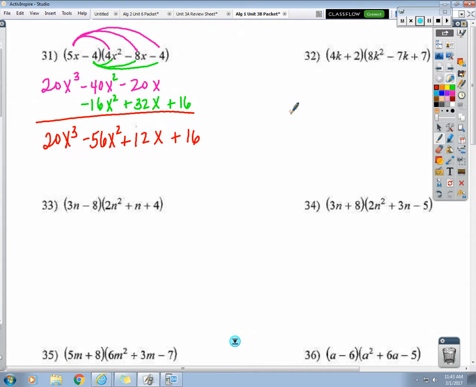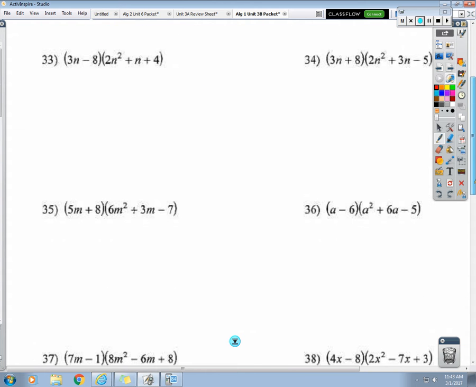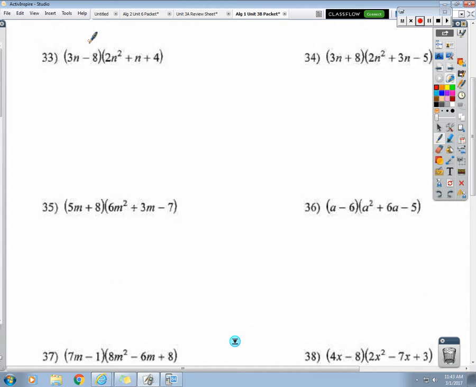Okay, are y'all done copying? Okay, let's try the next one, number 33. Okay, for number 33, the first thing you need to do is you need to distribute the 3n times everything over there. So what is 3n times 2n squared? 6n cubed, right. What's 3n times n? Positive 3n squared. And what's 3n times 4? 12n. So now I'm done with the 3n because I distributed it to everything over there.